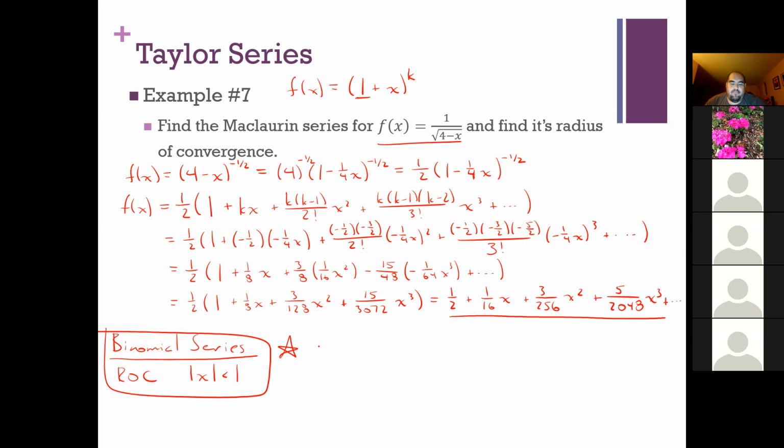let's look at what our x was. So basically, I'm looking at this. I want the absolute value of 1/4 times x to be less than 1. Or if I re-express that, I'll have -1 is less than 1/4 x, which is less than 1. Or -4 is less than x, which is less than 4. So in this case, my interval of convergence is, or it contains this, -4 less than x, which is less than 4.